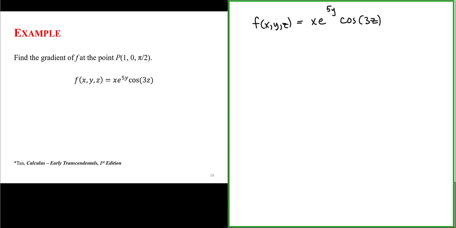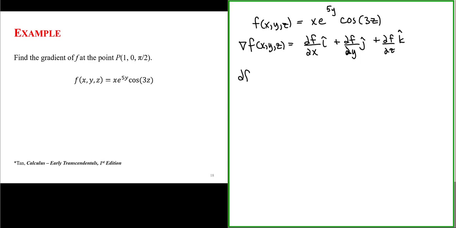So since f is a function of these three independent variables, to evaluate the gradient of f, we're going to have a three-dimensional vector operation, where the gradient of f is equal to the partial derivative of our function with respect to x for the x component, plus the partial derivative of our function with respect to y for the y component, plus the partial derivative of our function with respect to z for the z component. Well, let's evaluate each of these partials in turn.